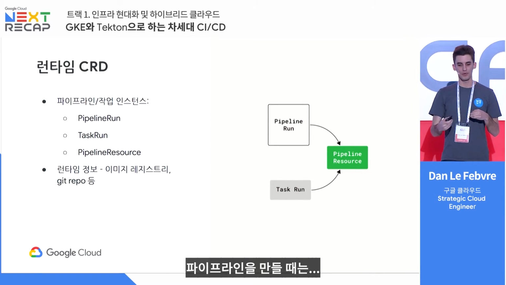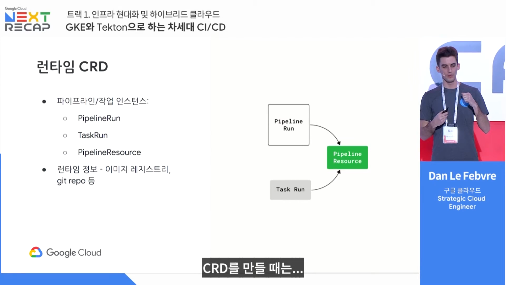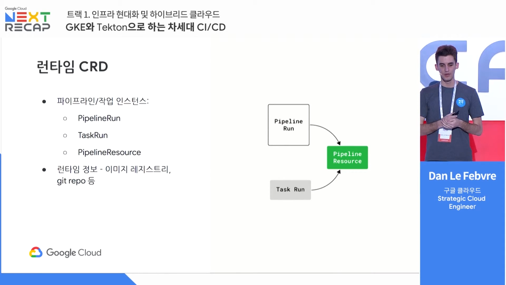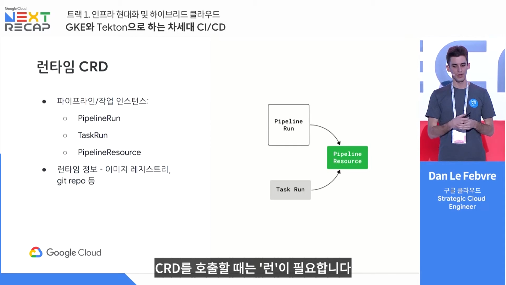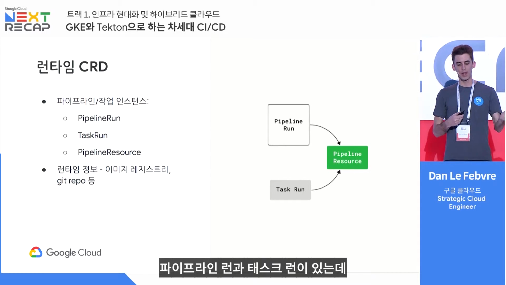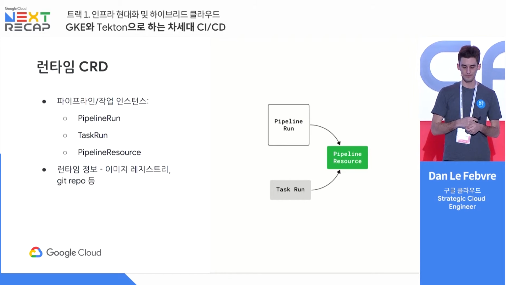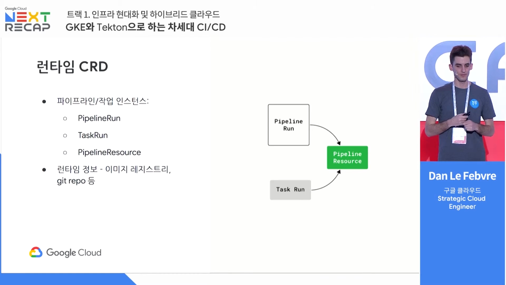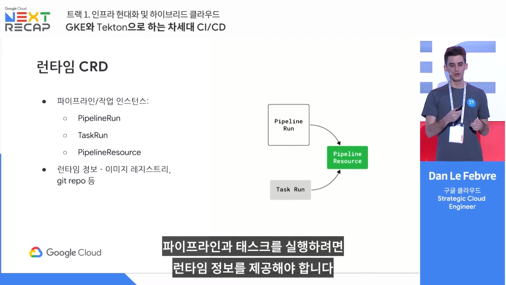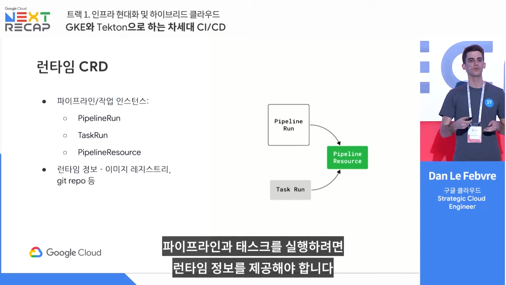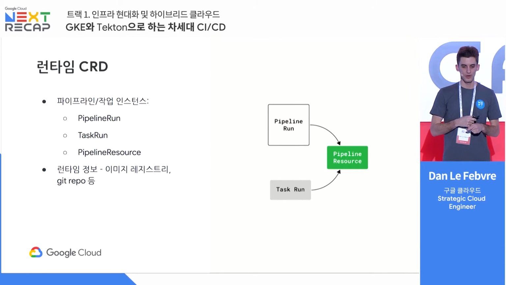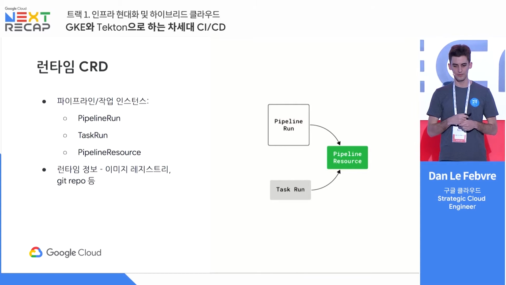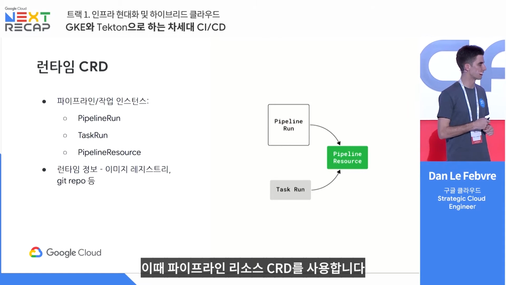When we create these CRDs, you want to be able to use them again and again. And to actually invoke these CRDs, you have a run. And now we have pipeline runs and task runs. These are instances of pipelines and tasks. In order to run pipelines and tasks, we need to provide them with runtime information, like what image registry to use, what Git repo, or anything else. And we do that using a pipeline resource CRD.